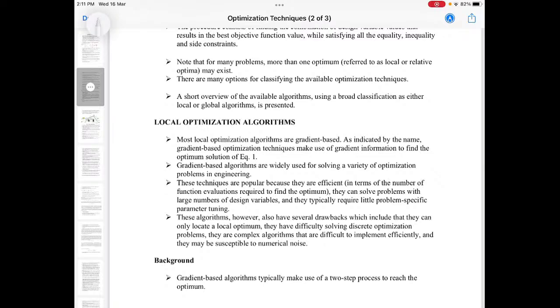So here the algorithm has drawbacks, which include that it finds only a local optimum, it has difficulty in solving discrete optimization problems, and it is a complex algorithm that is difficult to implement efficiently, and it may be susceptible to numerical noise.